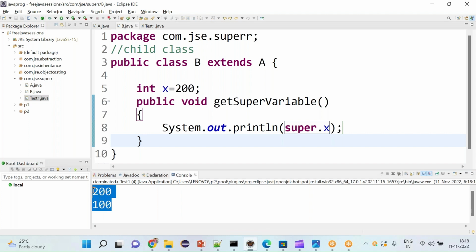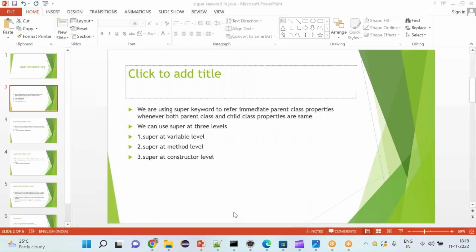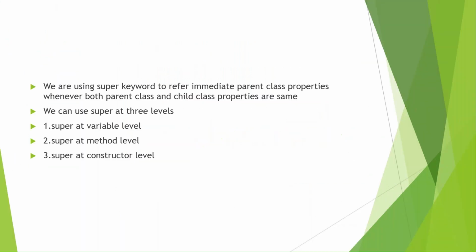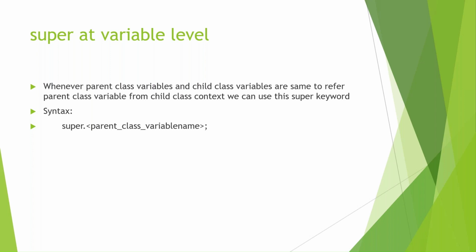In this way we are able to access both the super class variable value and the child class variable value by using this super keyword at variable level. Please observe this particular syntax, super at variable level. Whenever the parent class variable and child class variable names are the same, to refer to the parent class variable from the child class, we have to use this super keyword. You see, super at parent class variable level.